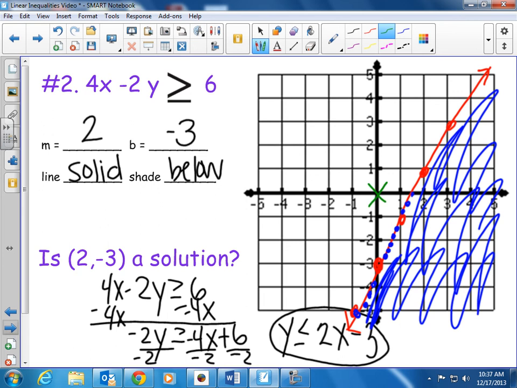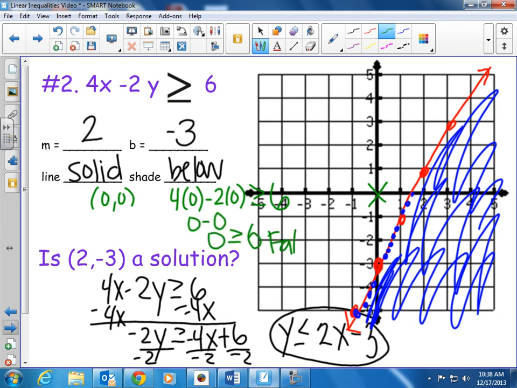So when I plug in 0, 0, which you can pick any point you want, I should get a false statement. Let's see. 4 times 0 minus 2 times 0, is that greater than or equal to 6? You can plug it into your standard form equation or your slope-intercept. It doesn't matter. So I get 0 minus 0, which is 0. Is 0 greater than or equal to 6? No, that's false, which means 0, 0 should not be shaded. Well, guess what? It's not. So that means we did, in fact, shade the right portion of the graph.